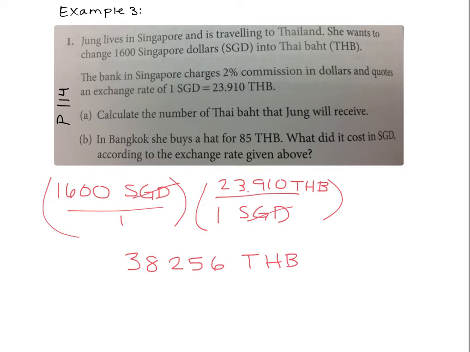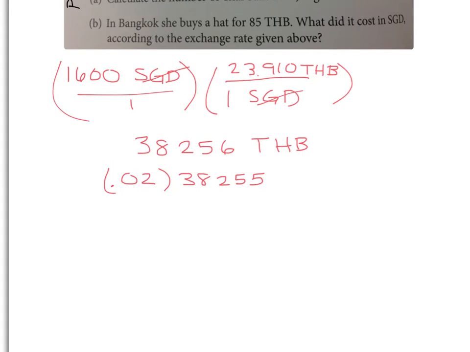But they aren't exchanging it for free. They would make no money that way. They're taking 2% of that. So we need to find out what 2% of that is by saying, okay, well, 0.02, that's what they're taking of the 38,256. So they are taking 765.12 of her Thai baht.